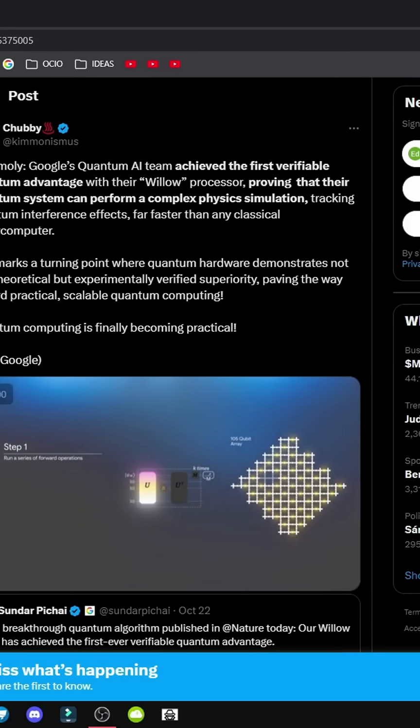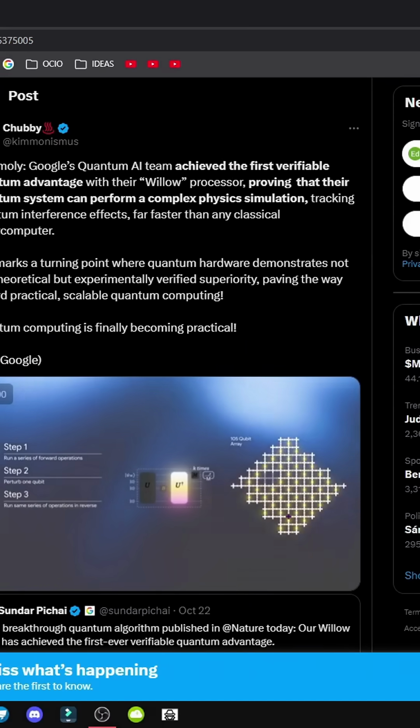So, what exactly happened? Google, through its quantum AI division, developed an algorithm called Quantum Echoes that runs on their quantum chip named Willow. This system performed a complex physics simulation that would take a classical supercomputer days or weeks, but Willow completed it in minutes.